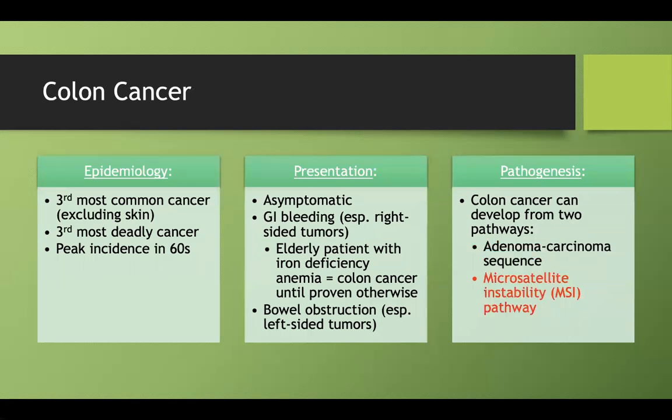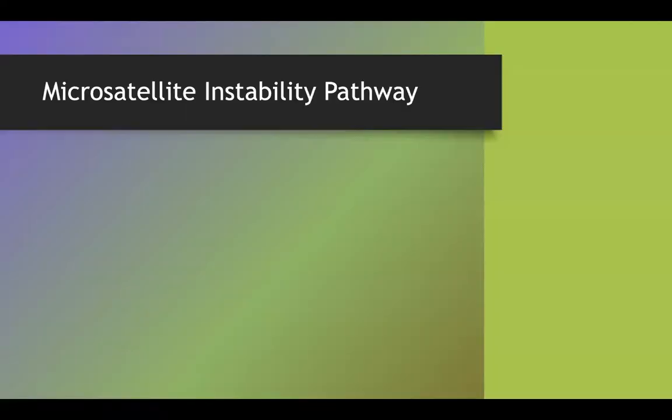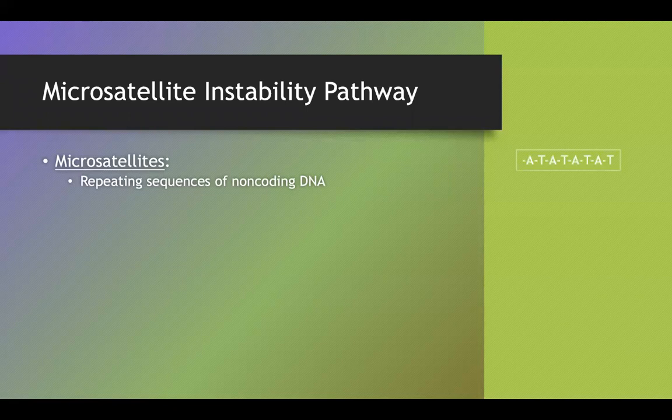Now that we've drilled the adenoma-carcinoma sequence into your head, we can talk about the MSI pathway. The microsatellite instability pathway is a totally different pathway. Everything I just talked about, I want you to forget, because this has nothing to do with polyp formation and that nice progression. This is a completely different pathway. Microsatellites are repeating sequences of non-coding DNA. They might look something like that.